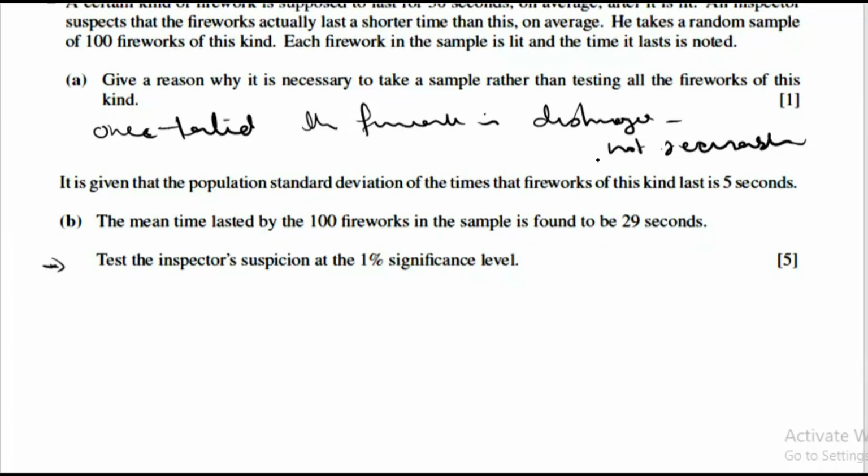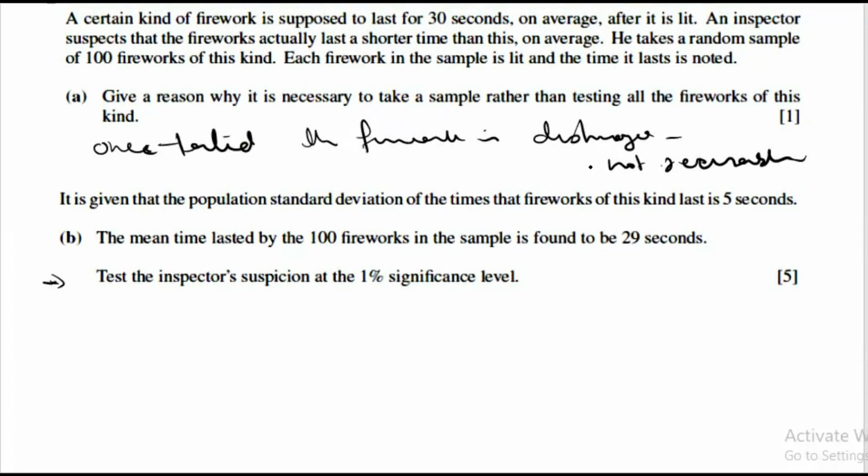Okay, anything like that. Now it is given that the population standard deviation of the time that fireworks of this kind last is 5 seconds. The mean time lasted by the 100 fireworks in the sample is found to be 29. In the past, on an average, the firework lasts for 30 seconds. Now the inspector suspects that the firework actually lasts a shorter time. So they have a suspicion here that the time is not 30 seconds, but it is less than 30 seconds.